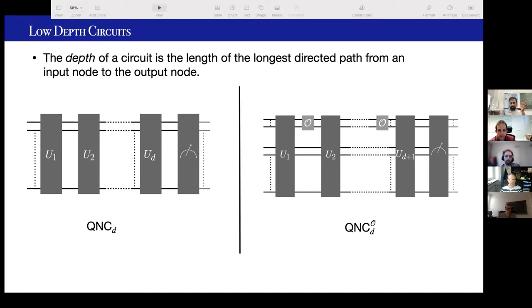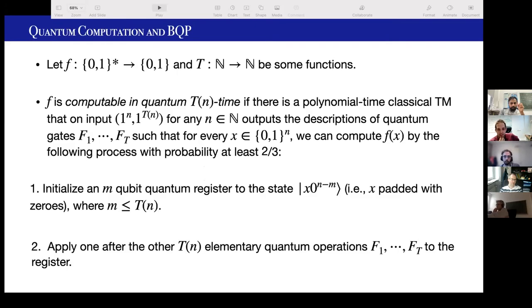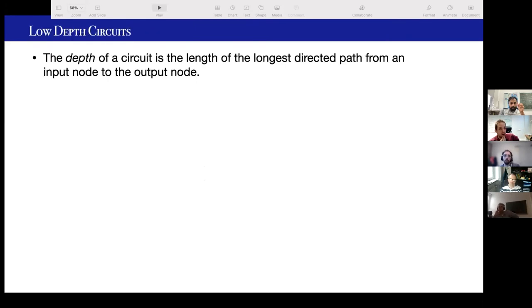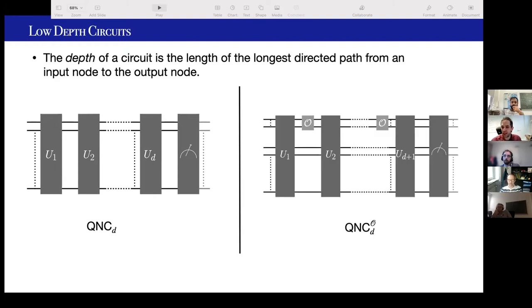So this is the first class. This is a low depth quantum circuit, a low depth complexity class. Sorry, can I ask some further questions? Standard BQP doesn't really depend on the choice of the universal gate set, right? Because you can transfer one gate into another with some overhead, right?